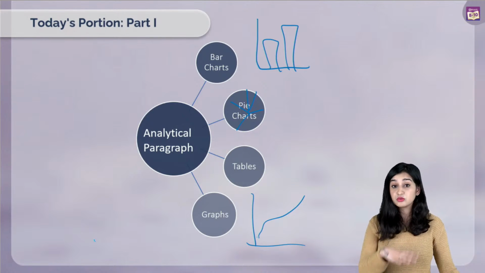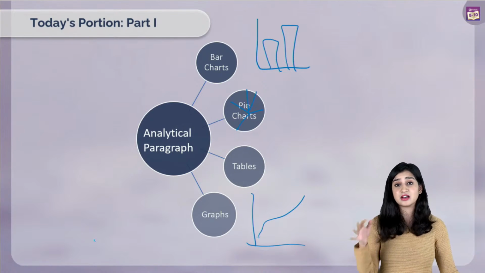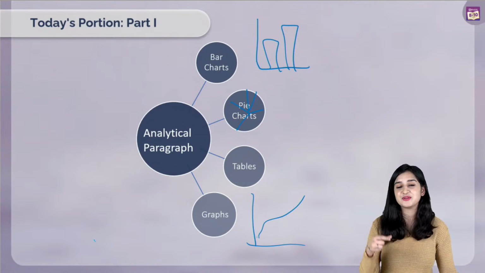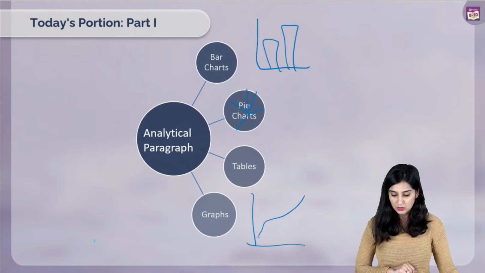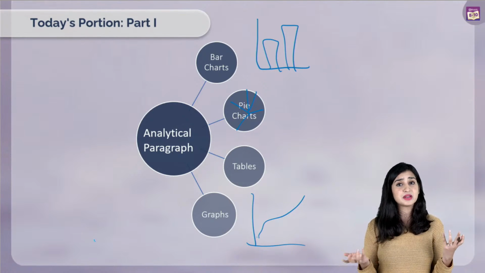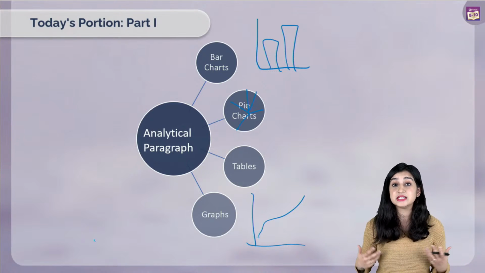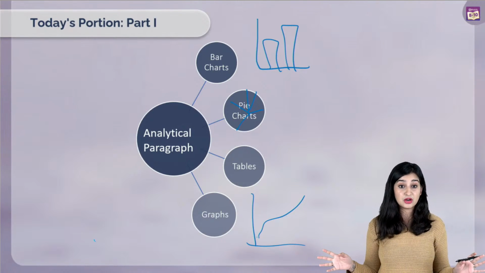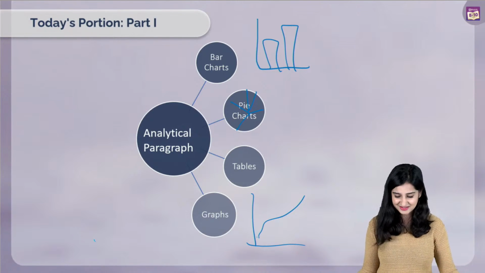Okay? So, you'll get all this data in the form of graphs, tables, charts. You have to look at it. You have to understand what it's saying, and then you have to write a paragraph about it. Okay, now your paragraph has to be somewhere between 100 and 120 words. So, not a lot, very doable, nothing to be scared of.